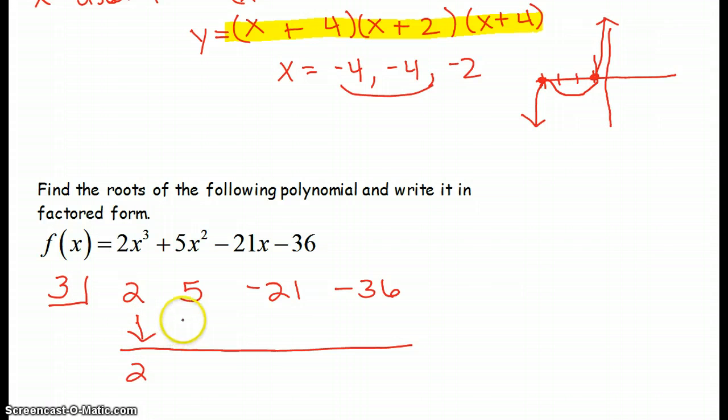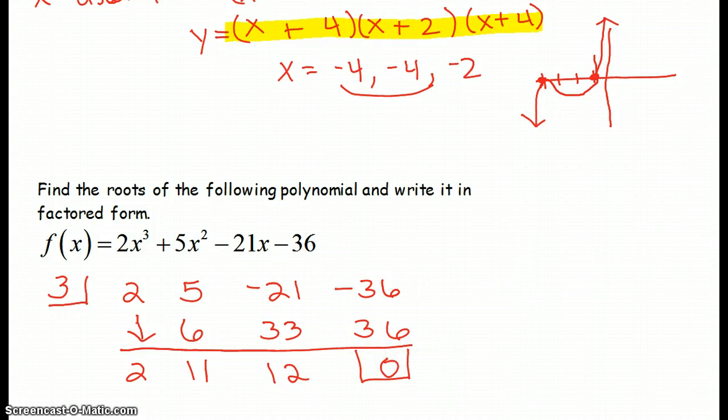3 times 2 is 6. And then 5 plus 6 is 11. And then 3 times 11 is 33. And then 33 plus -21 is 12. And then 3 times 12 is 36. And so my answer comes out to be 0.